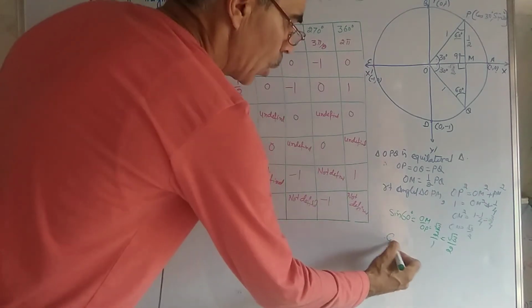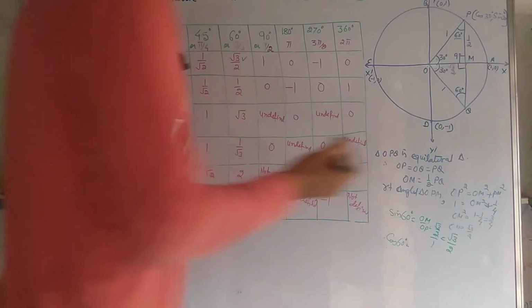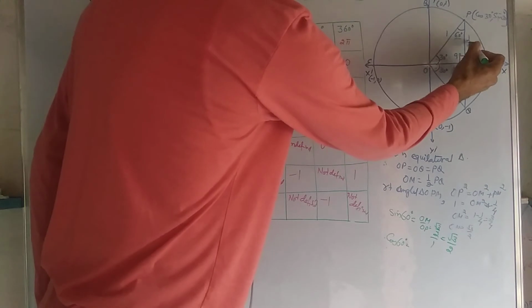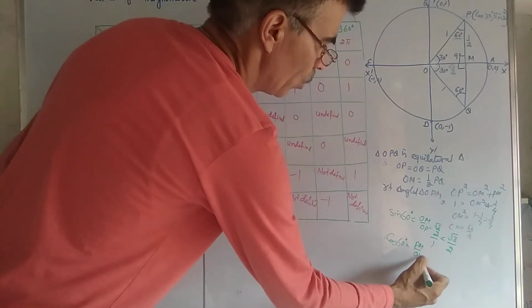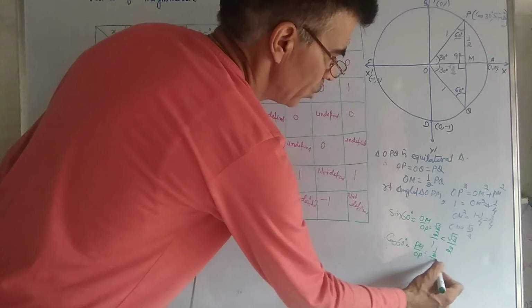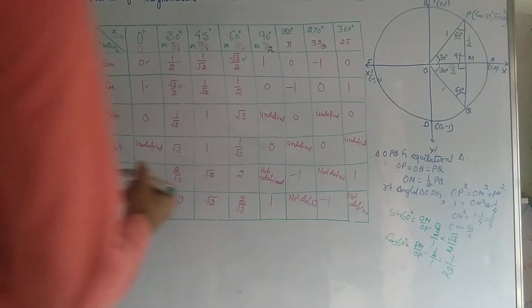And cos 60 degree. If we take cos 60 degree here, this will be the base. So PM upon OP will be 1 by 2 divided by 1, means 1 upon 2. Therefore cos 60 degree is 1 upon 2.